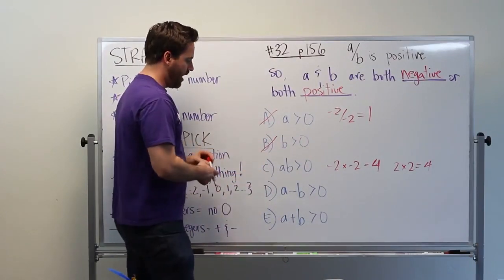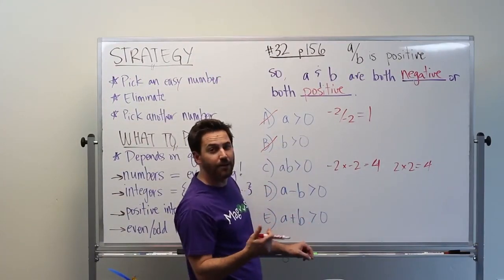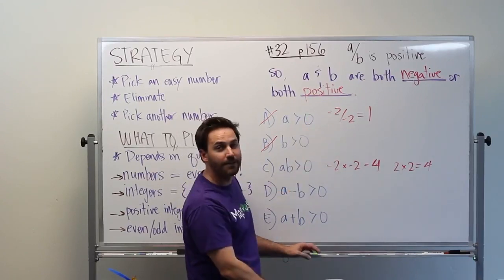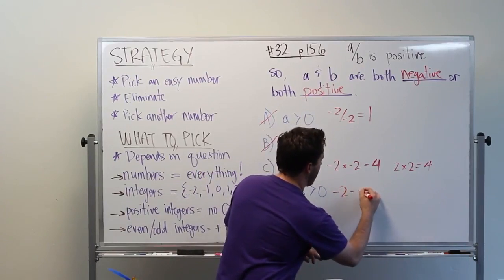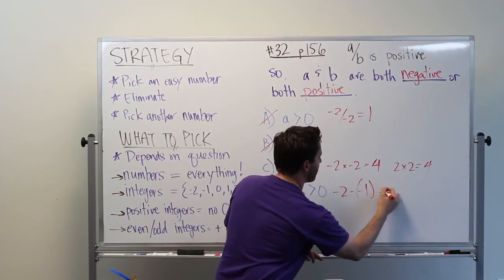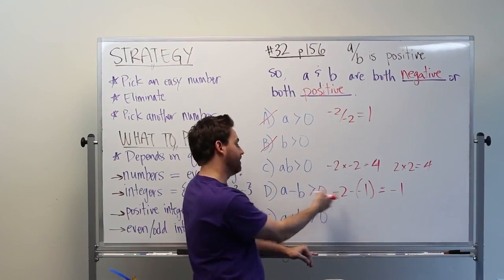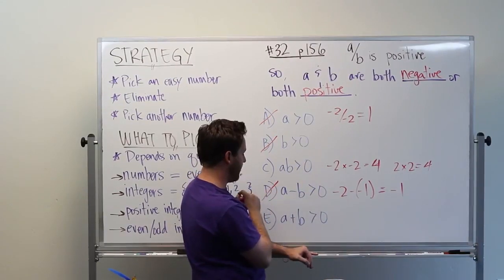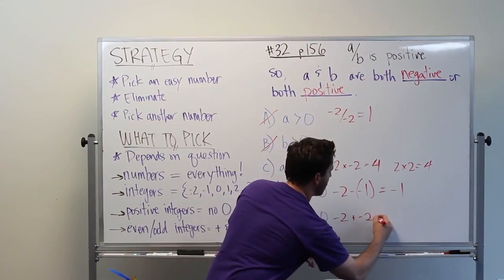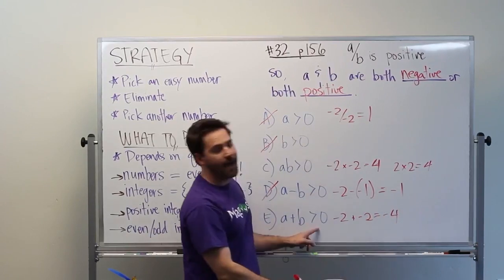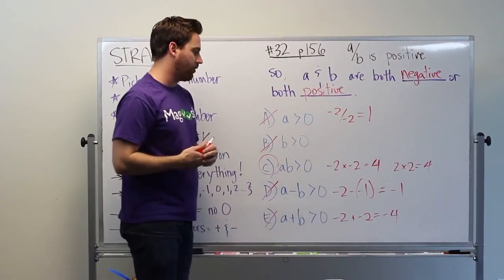So A minus B is greater than 0. Again, I'm going to stick with my negative numbers. That seems to yield a lot of useful information for eliminating answer choices here. So I could say negative 2 minus negative 1, and that's going to equal negative 1. So this is not greater than 0. So we can eliminate this. A plus B, so again, we have negative 2 plus negative 2. That's going to be negative 4, which is not greater than 0. So we eliminate E as well. And C is our correct answer choice.